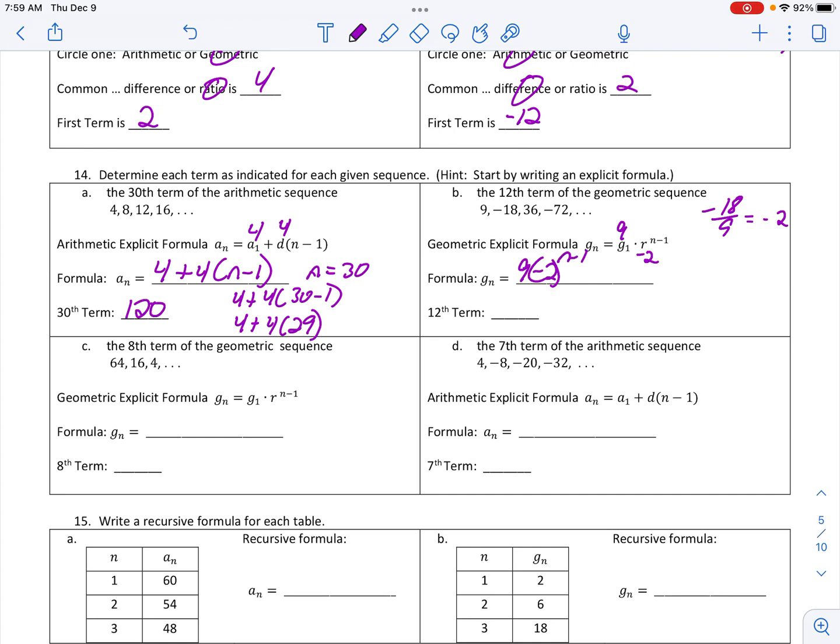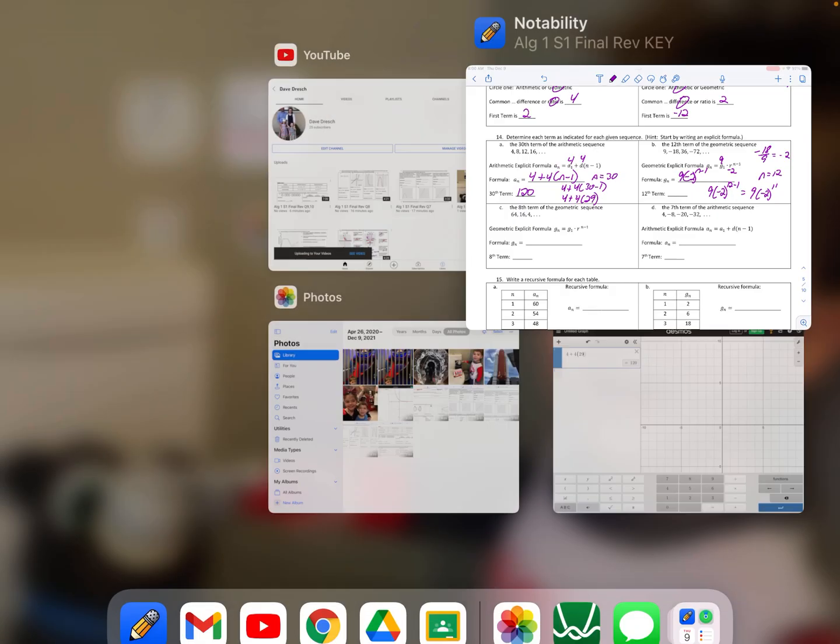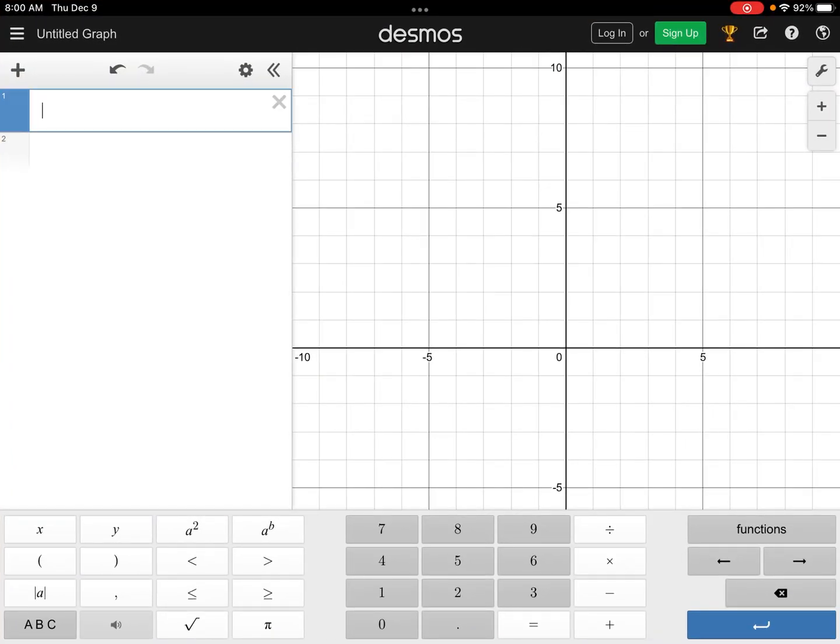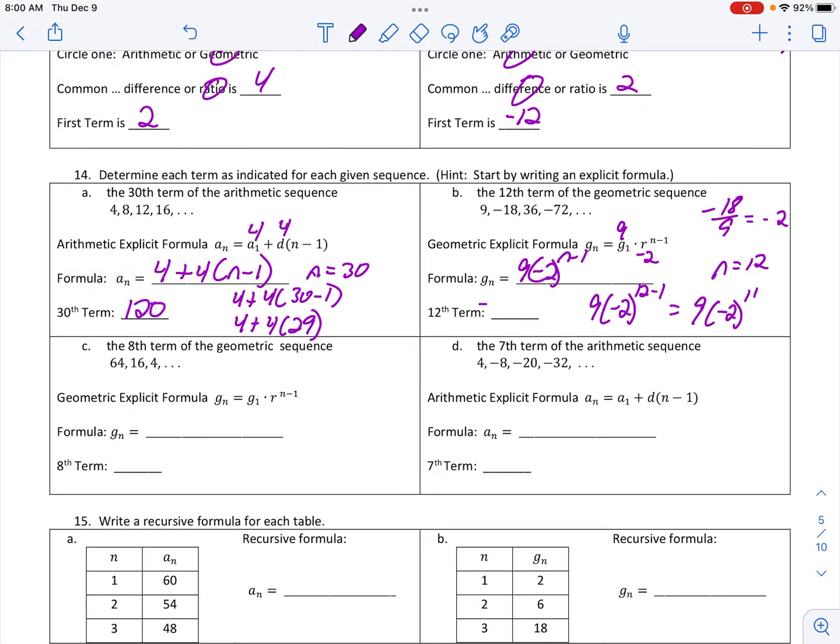N minus 1. Now, the 12th term, n is going to be locked in as 12. So I'm going to go to my calculator. Whoops, wrote that wrong. Do 9 times -2 with parentheses to the 11th then. So 9 parentheses -2. We're going up to the 11th power. Negative 18,432.